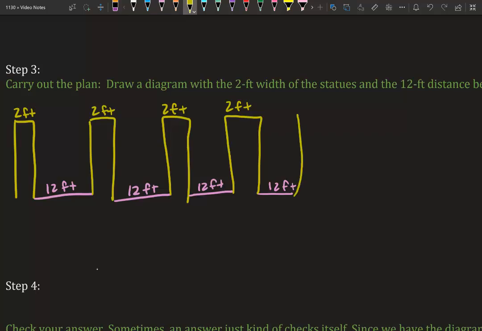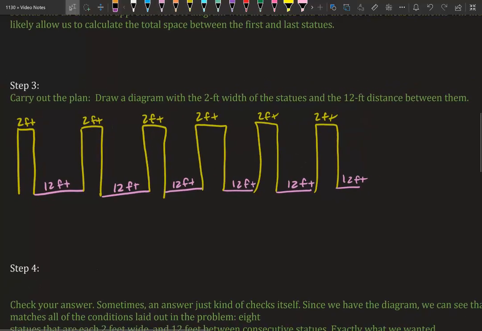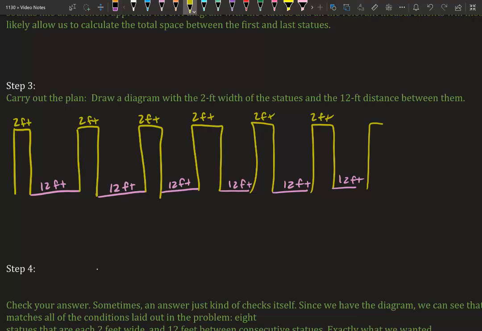Here's our fifth one. And they're 12 feet apart and 2 feet wide. Here's our sixth one. Here's our seventh. And again, 12 feet apart. And here's our eighth. So since there is no more to account for, we don't need that to be 12 feet apart. It's just in between we want them to be all apart.